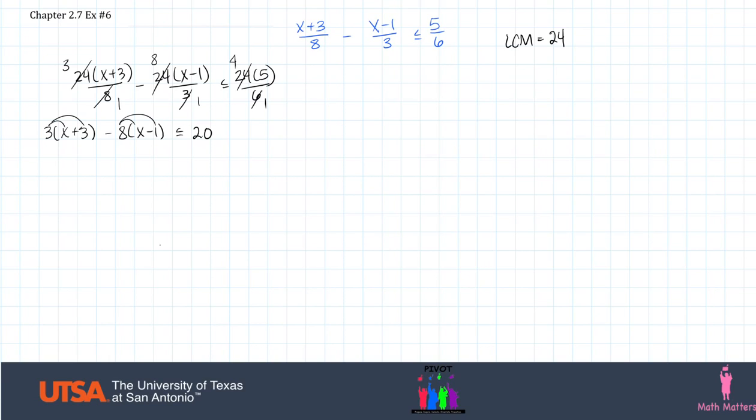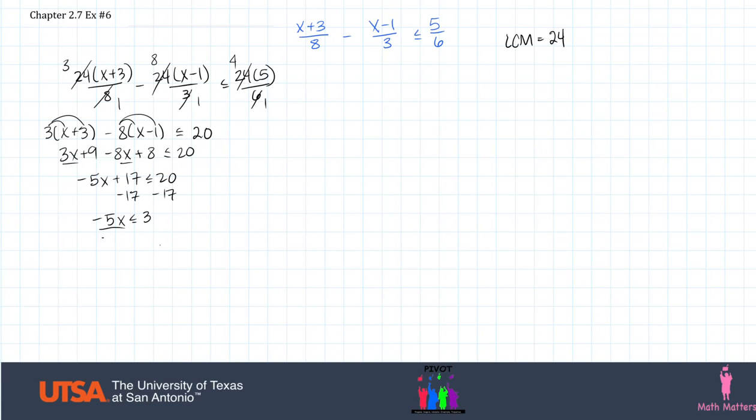Now we just want to solve for x. So we have 3x plus 9 minus 8x plus 8, because we have a negative and a negative, all of this less than or equal to 20. And then we can combine like terms. So negative 5x plus 17 less than or equal to 20. Get that x by itself.